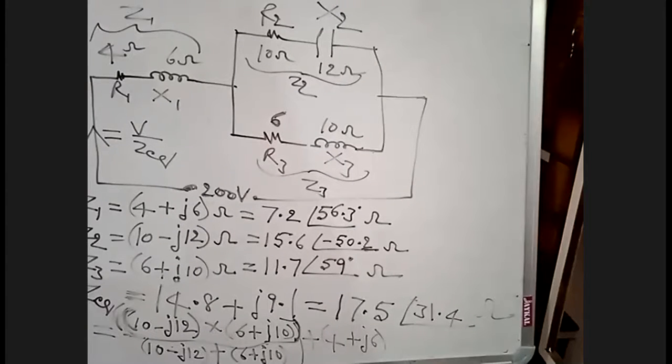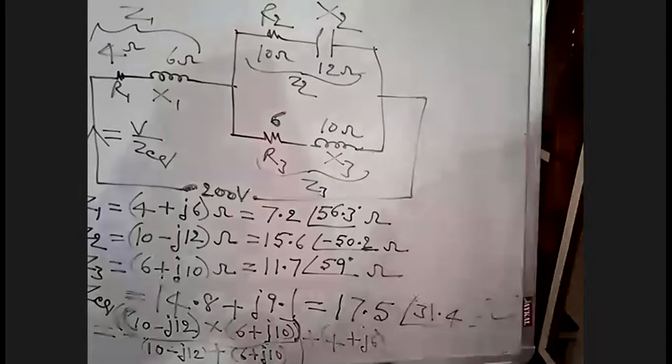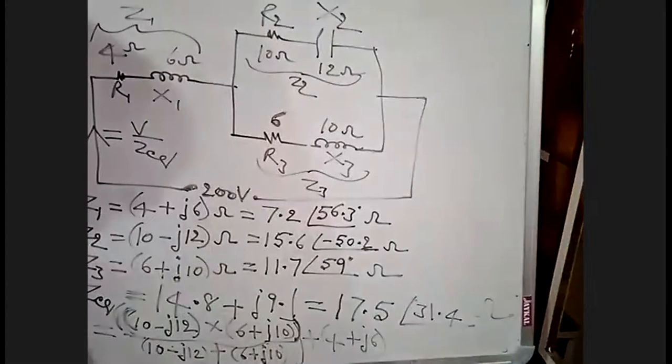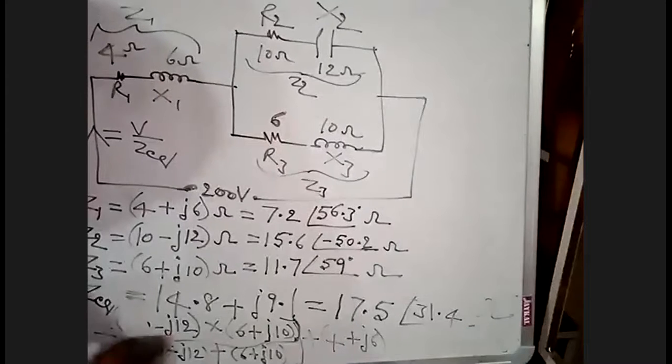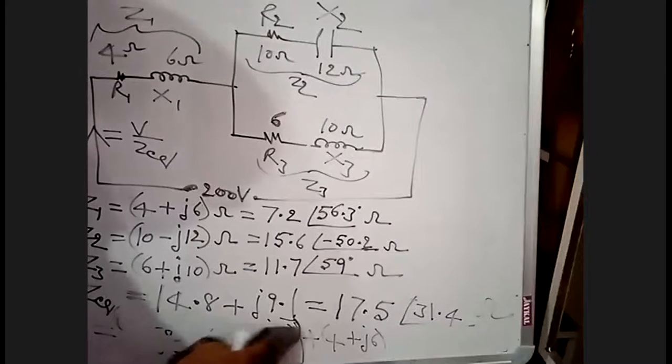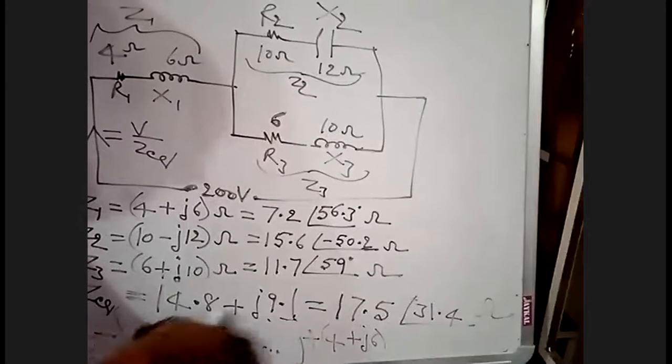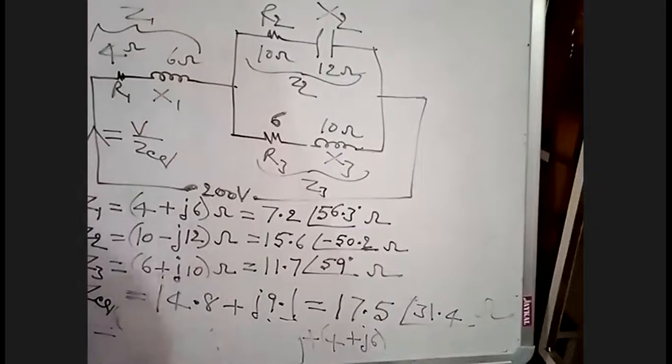Keep your calculator in complex mode. Directly you can do the calculation instead of going for polar and rectangle conversions. How much will you get? After doing this, up to here only, you will get 10.9.